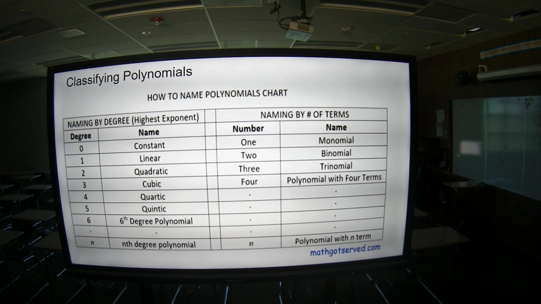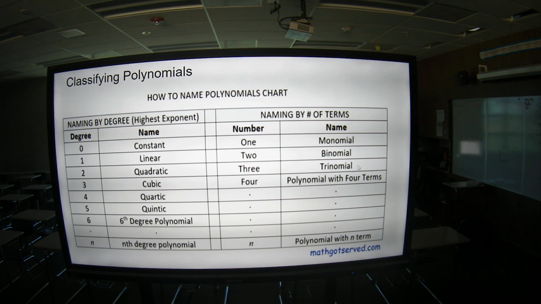So we have monomials, which are a polynomial with one term, binomials, which are a polynomial with two terms. When it has three terms, we call it a trinomial, and when it has more than three terms, we don't really have any fancy words that we use for them. Most commonly, we'll just call it a polynomial with however many terms we count.